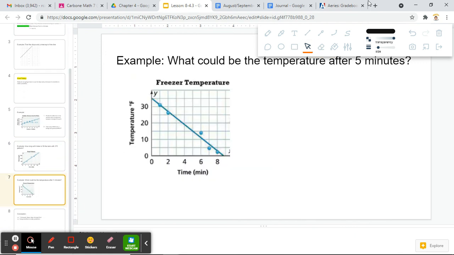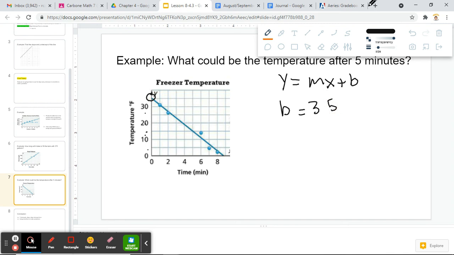What could be the temperature after 5 minutes? So again, we want to find our slope-intercept form. Let's start by writing down our formula, y is equal to mx plus b. Where is our y-intercept? It looks to me like it's right here. If we see this graph, we're counting 5, 10, 15, 20, 25, 30. So we're counting by 5s, meaning this b here is equal to 35.